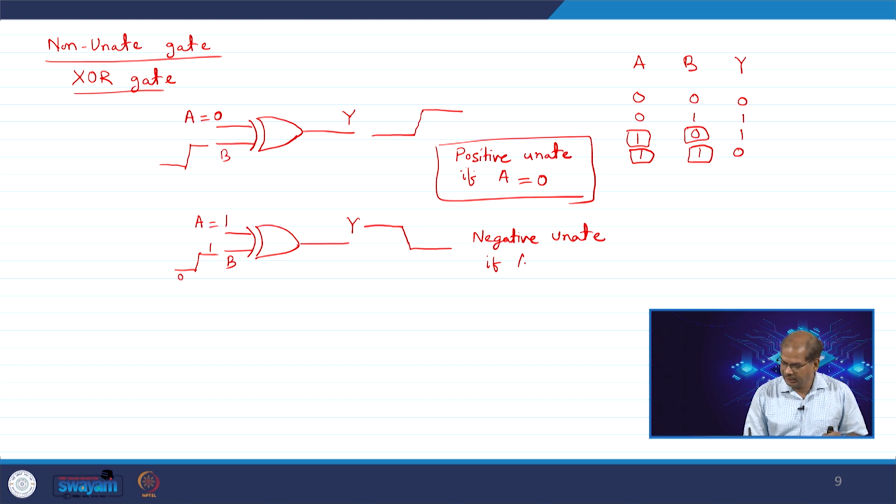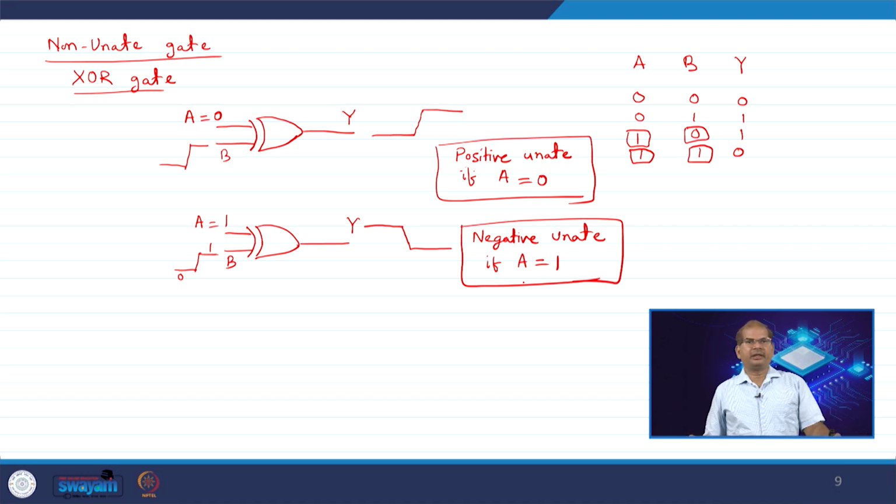if my A input is 1. So, XOR gate is a non-unate type of gate, because your output transition will depend upon the state of the other input, whether A is 0 or 1. Based on that you cannot tell that it is a positive unate or a negative unate. When you do timing analysis of a path, we have to know the condition of the other pin, whether A or B, when the transition is happening on the other pin. So, this is an example of a non-unate gate.